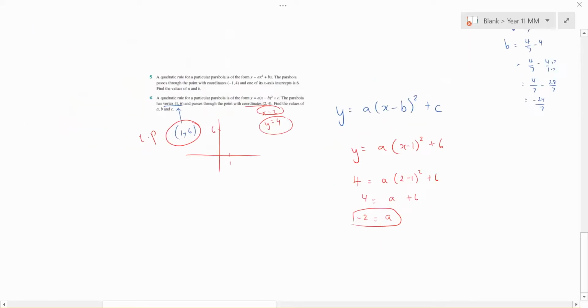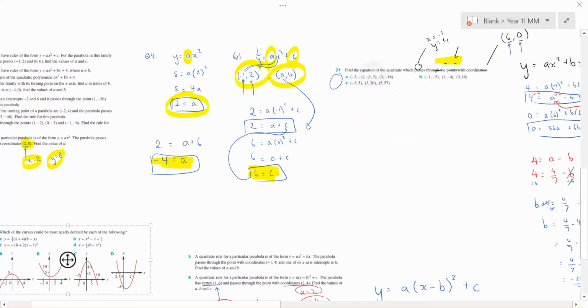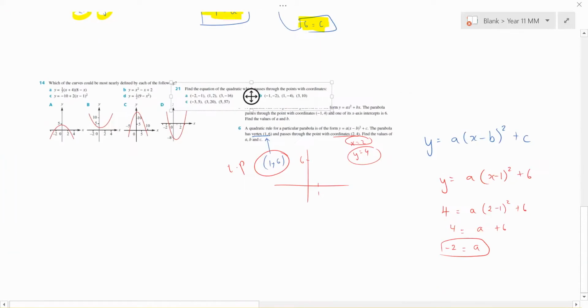Okay. All right. Now let's jump to 14 and 21. 21 is pretty easy, all by calculator.